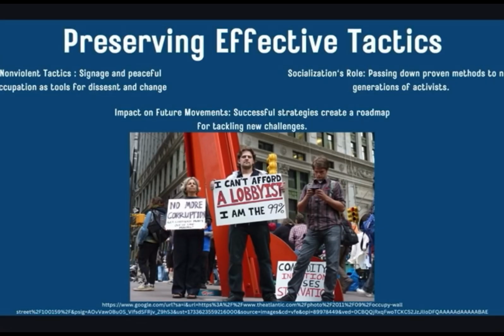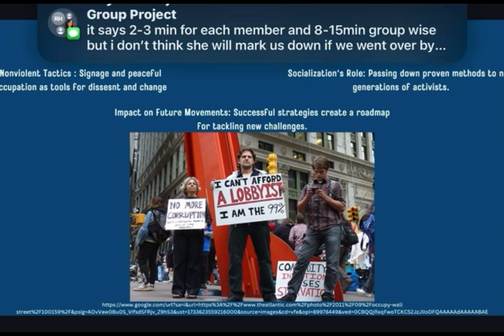This image of the Occupy Wall Street protests demonstrates how nonviolent methods like signage and peaceful occupation are used to express dissent and demand change. This visual is impactful because it shows how these tactics continue to be relevant in modern day movements, underscoring the continuity of strategies across social movements. By showing this, we emphasize the point that tactics that work are preserved and used again by subsequent movements.